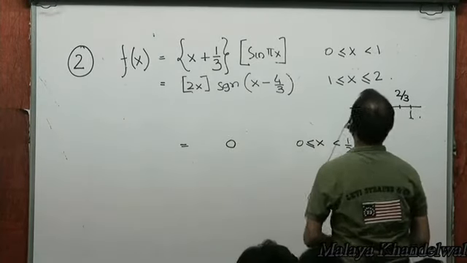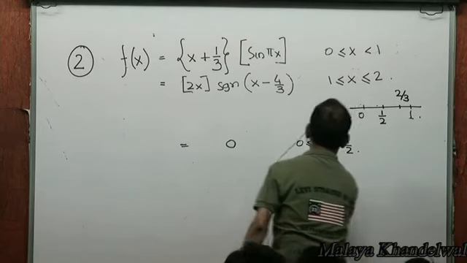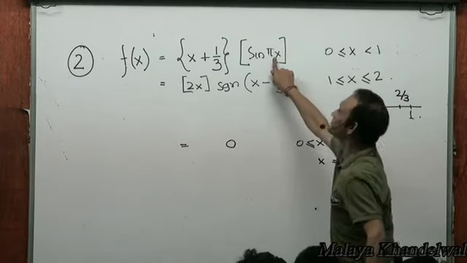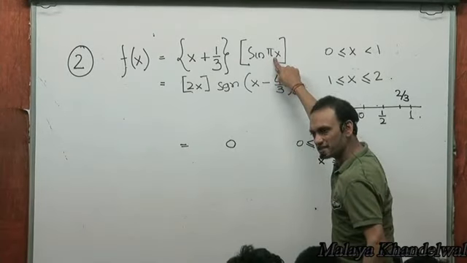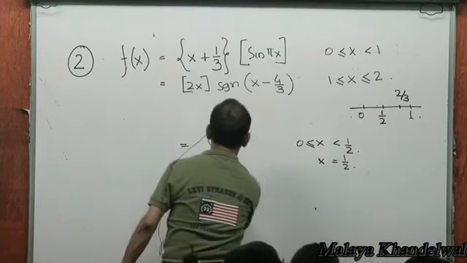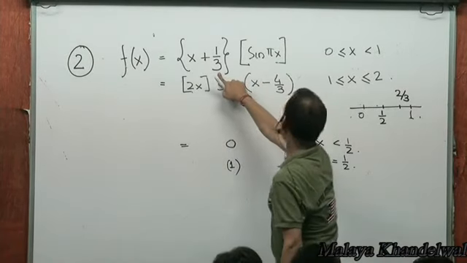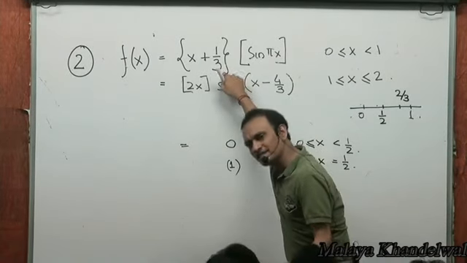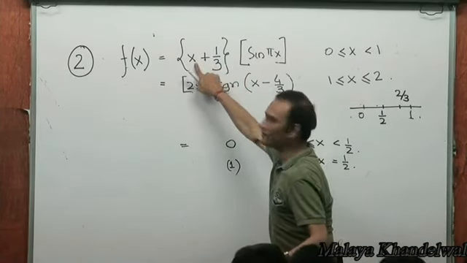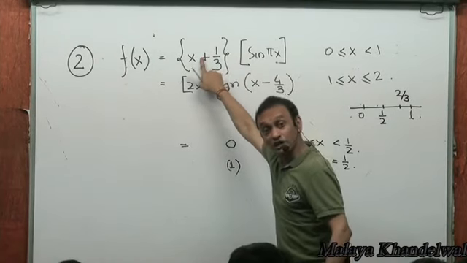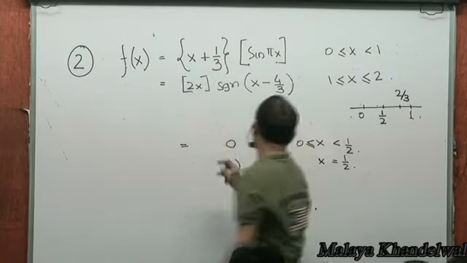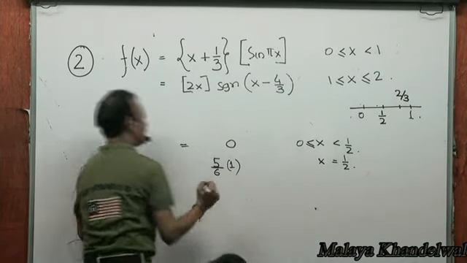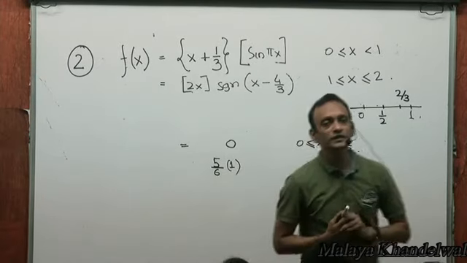Then, at x equal to half, this will become sine pi by 2. Box of 1, that makes it 1. And this will become, at x equal to half, 5 by 6. Fractional part of 5 by 6 would be 5 by 6 only. At x equal to half, this will become 5 by 6. And fractional part of 5 by 6 will be 5 by 6. So 1 into 5 by 6 at x equal to half. At x equal to half, the value of this function is 5 by 6.